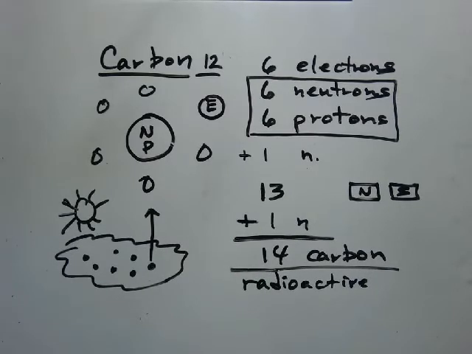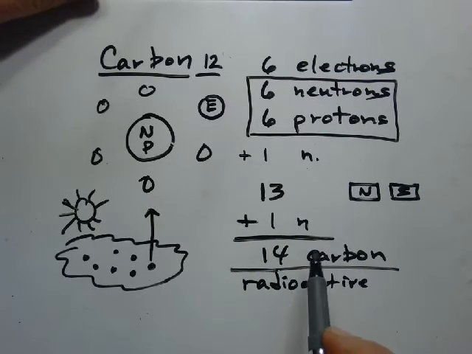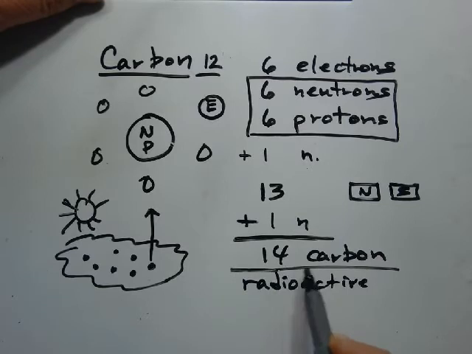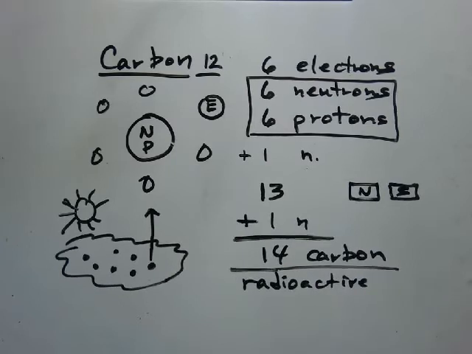Now, what they've used this for in dating is that if they can tell how long it's been since that particular element, say, a dinosaur bone, has been in the ground, based upon how much carbon-14 is still left in the element compared to how much carbon-12 is there.